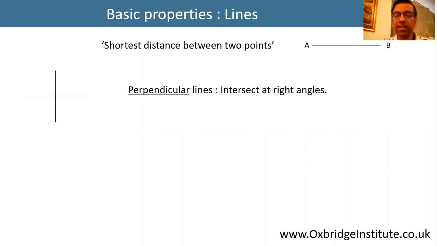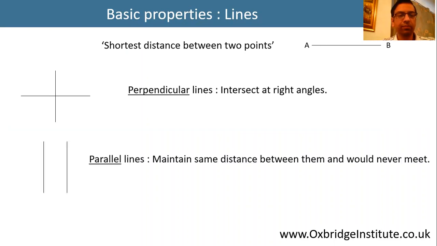We have some special cases when we have two lines which are intersecting like this. They are called perpendicular lines and they intersect at right angles. And then we have parallel lines. So basically both lines maintain the same distance between them and they can continue forever. So think of railway tracks or a ladder. So the two arms of the ladder will always be parallel.